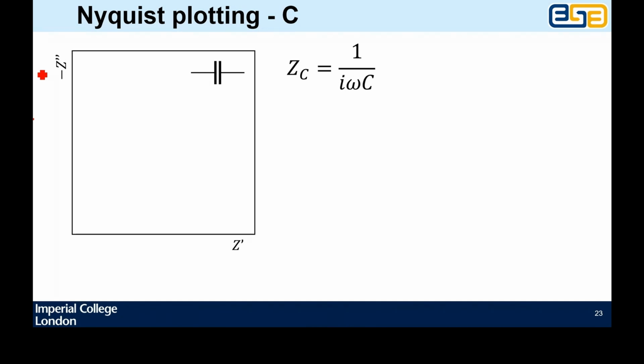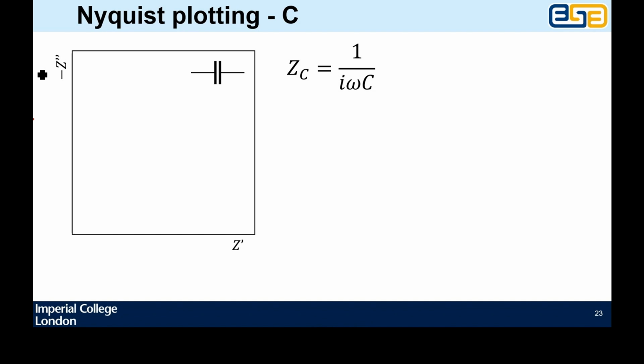Z_C equals 1 over i omega C. Let's realize that fraction. We don't want it like that. That's an annoying way to have it. So let's have it like this. Let's multiply top and bottom by minus i. So this would equal minus i divided by omega C.